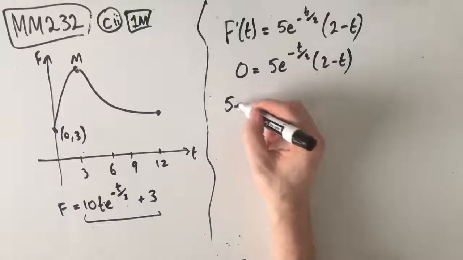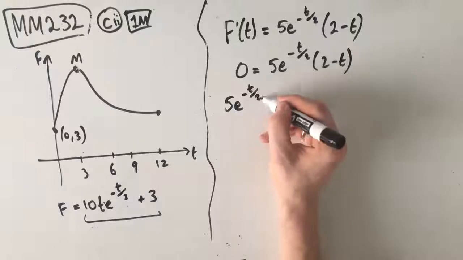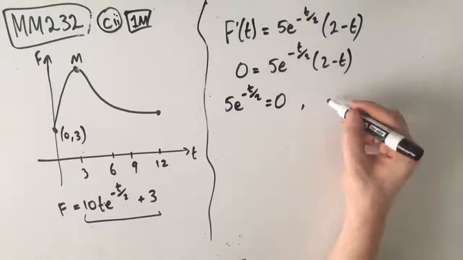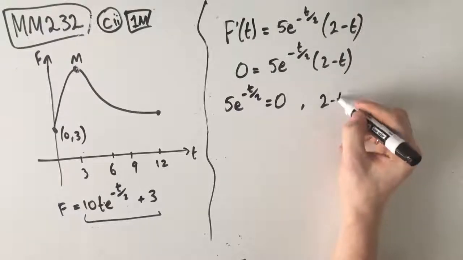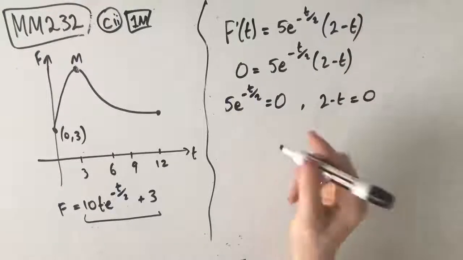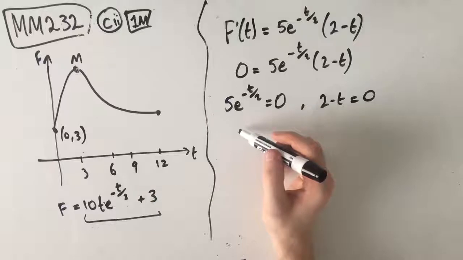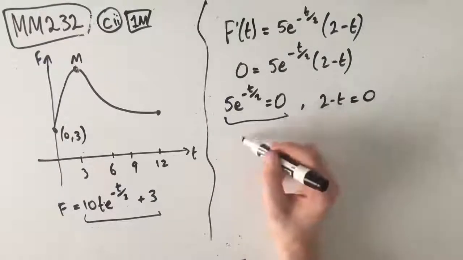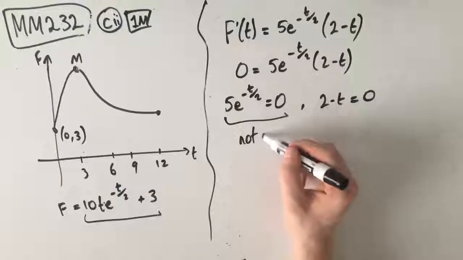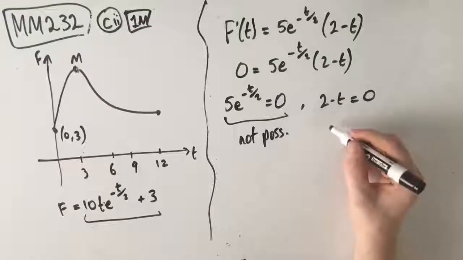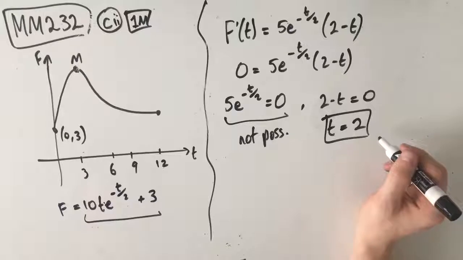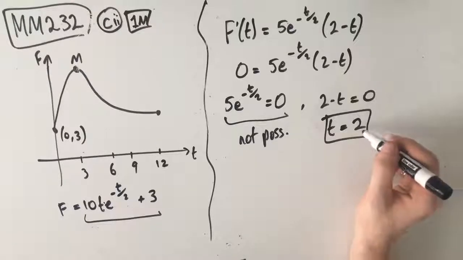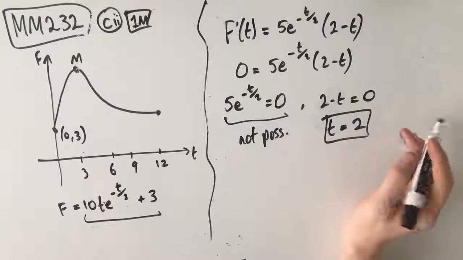So 0 is our gradient, which means that 0 equals 5e to the negative t on 2 outside of 2 take t. So therefore, 5e to the negative t on 2 equals 0, and 2 minus t equals 0. Cool. The first one is not possible, so that is not an answer. So therefore, t equals 2. And that's, well, our second last step before the final answer.